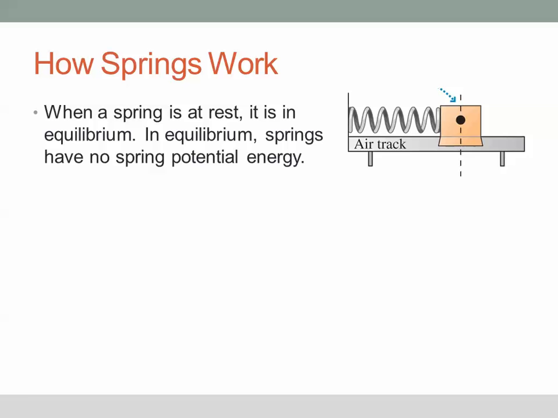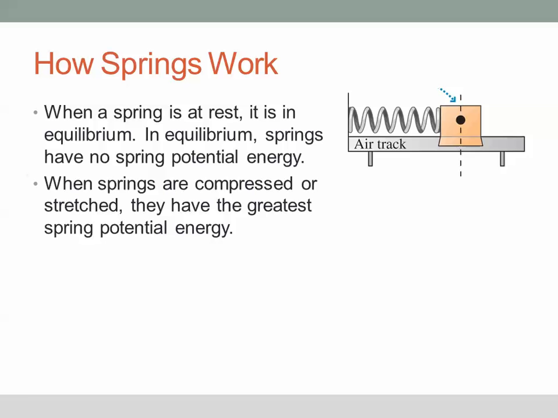Before we talk about the energy of springs, I'm going to describe some basic properties of springs. First, when a spring isn't moving, when it isn't compressed or stretched out, it's at rest, it's in equilibrium. And in equilibrium, we say the spring has no potential energy. So we define a point, which we often call x naught. That's the equilibrium point, and at that point, there's no stored energy because it's not compressed.